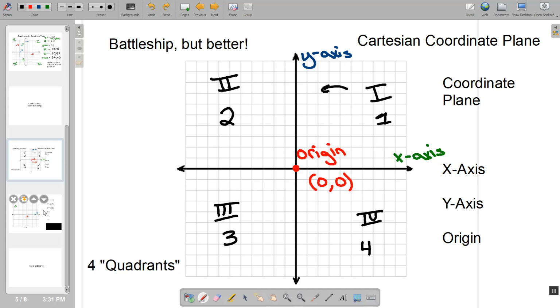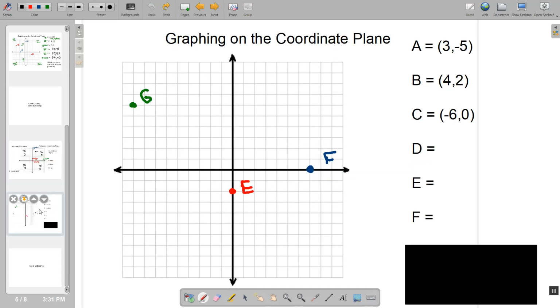Once again, let's do some practice of graphing our ordered pairs. So remember that you are always going over before you're going up or down, like you are jumping over a hurdle. You got to run to the hurdle and then jump. Or you could think about it as reading a book. You read across the page before you go up or down.